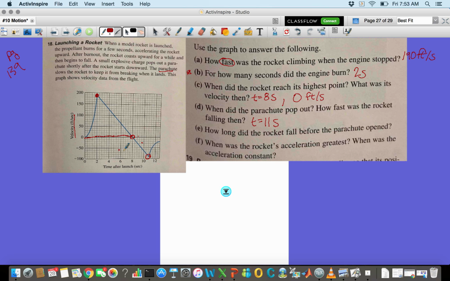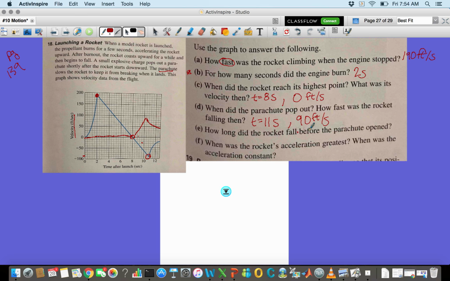How fast was the rocket falling then? If we look, it's about negative 90 feet per second, but the speed would be the absolute value of that, which would be 90 feet per second. We can also think about this in terms of the absolute value of velocity. If we were to reflect this above the axis, our graph would look something like this. Then you could look at speed directly from that reflection and not have to take the absolute value.